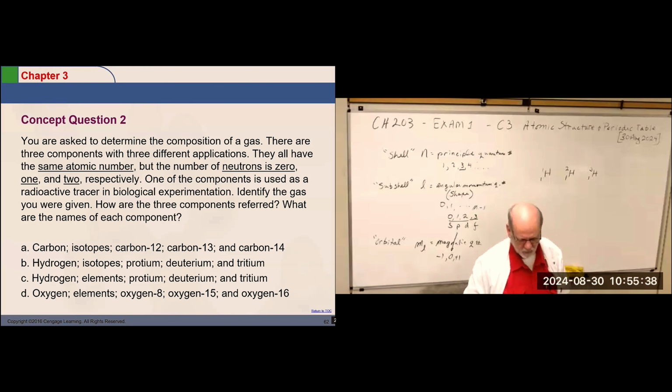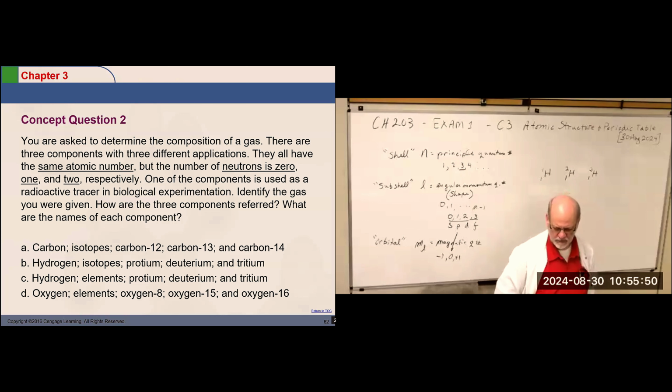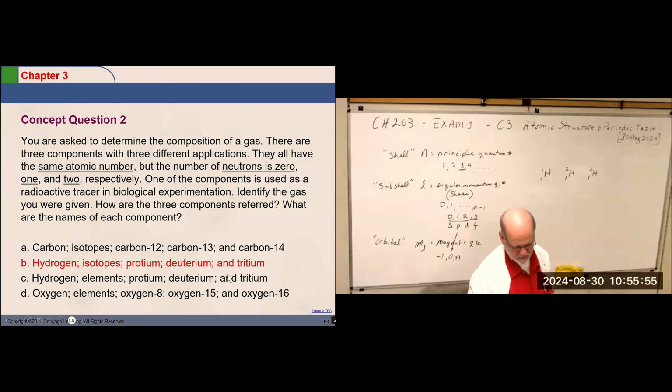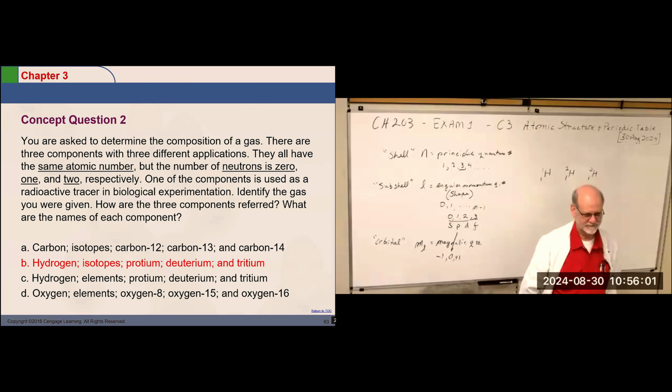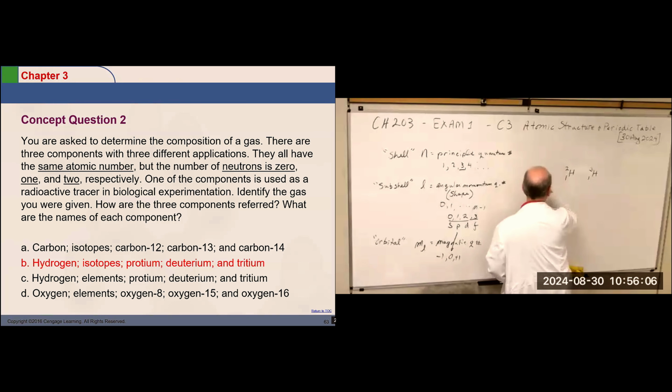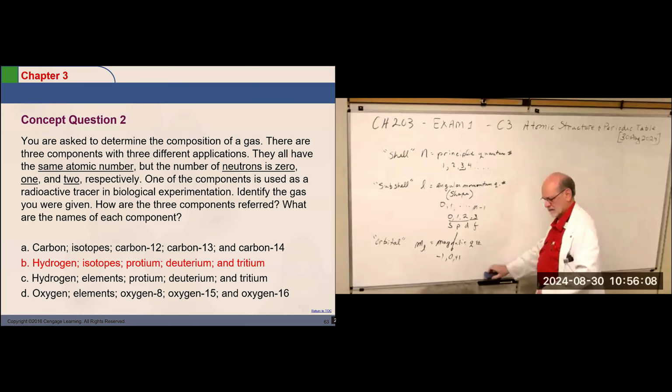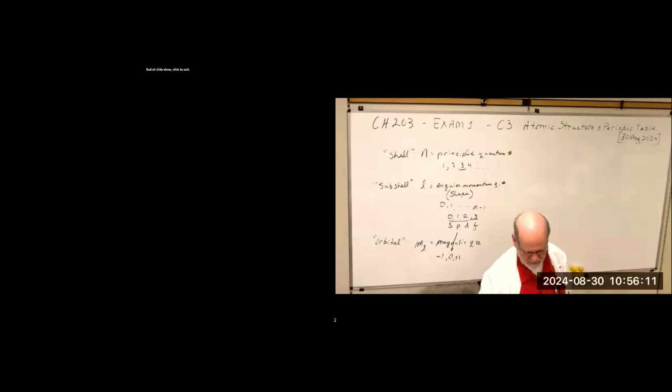Yeah. One of the components is used as a radioactive tracer in biological experimentation. Yeah, I think it's tritium. Identify the gas you're given. Here are the 3 components referred. Yeah, it would be hydrogen. Excuse me. There we go. Yep. The clue for me is no neutrons. That has to be hydrogen. All right. I think that's it.